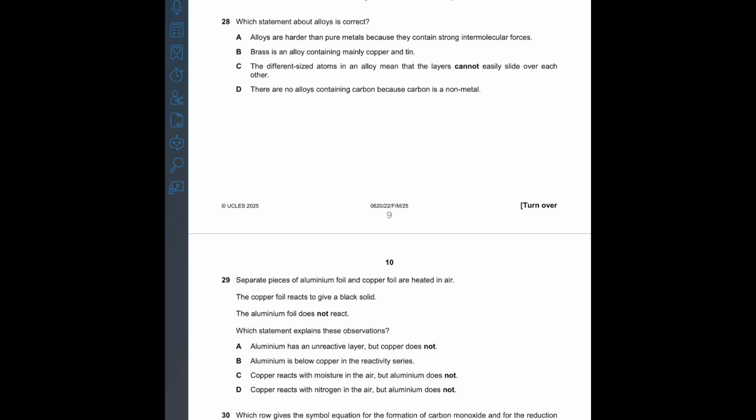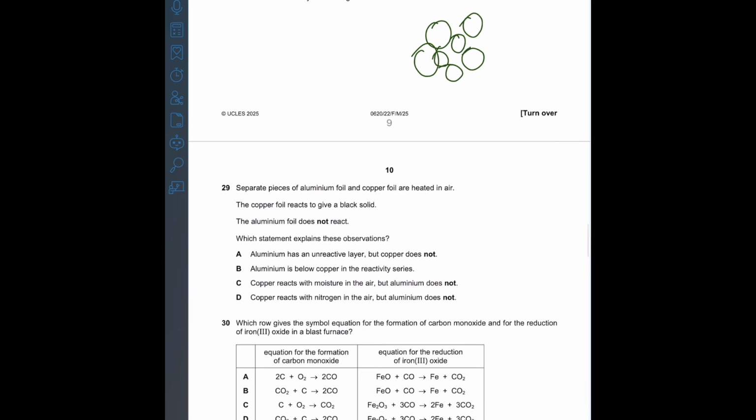And option C, the different sized atoms in an alloy mean that the layers cannot slide over each other easily, and this is correct. So there will be different metal ions, bigger and smaller, and it will become harder to slide. So the answer is C. That's why alloys are used instead of pure metals.